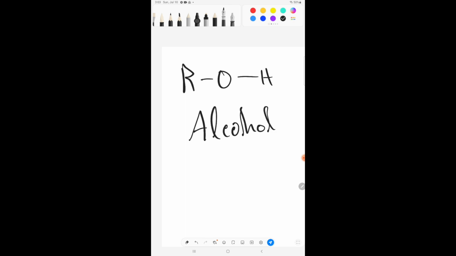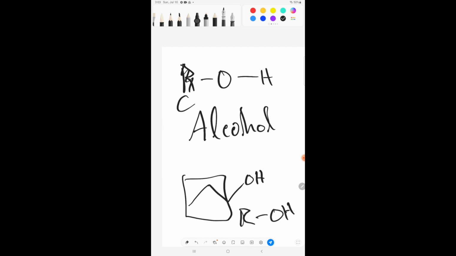Okay, in alcohol, we have this R group. This is an alcohol. This R group's usually a carbon. Okay, so for example, you could have this alcohol. This is the R group, so we could write it as ROH. So this is an alcohol.